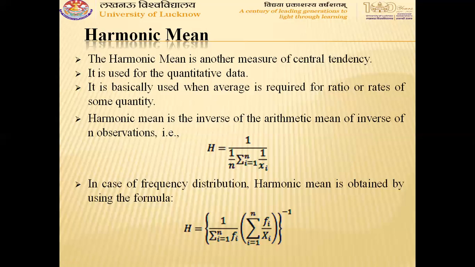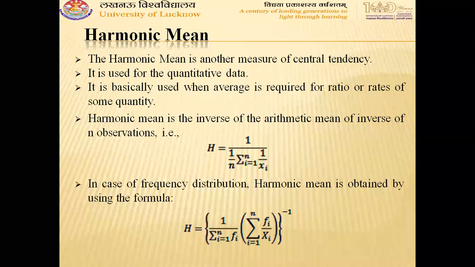Then harmonic mean is the inverse of the arithmetic mean of the inverse. That means we have obtained the arithmetic mean. Now just invert it. So the arithmetic mean was 1 upon n summation i goes 1 to n, 1 upon xi. So harmonic mean will become 1 upon that, that is n divided by summation i goes 1 to n, 1 upon xi.